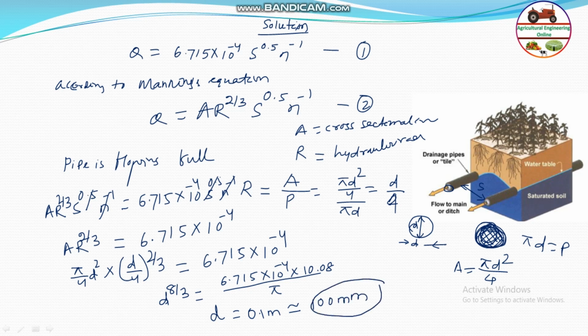So the size of the pipe or tile, that is, the diameter of the pipe, will be equal to 100 millimeter. So this is the answer for this question. This is a very simple answer.